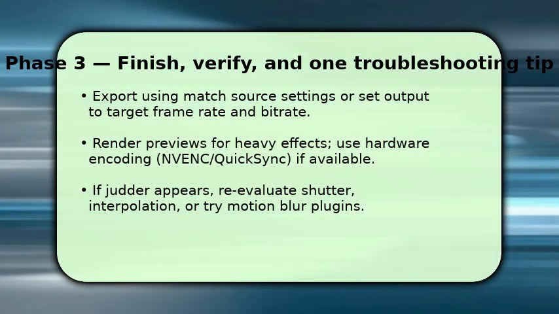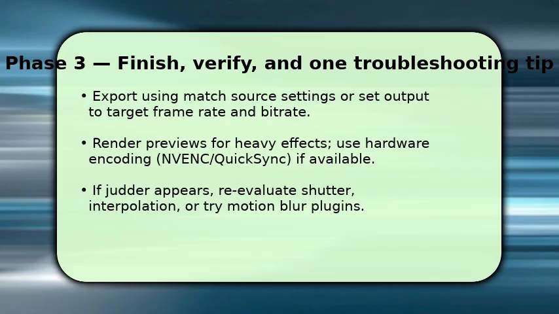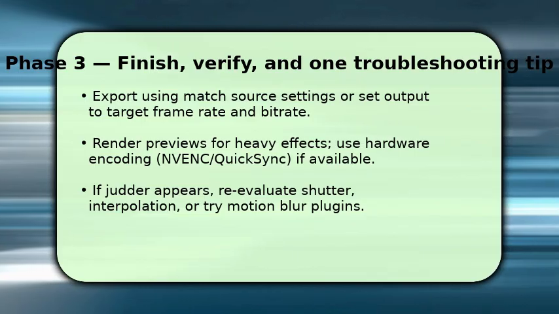Finish by rendering using an export preset that matches your final frame rate and compression needs. You can choose match source or explicitly set 24 or 30 FPS with a high bitrate for quality. Make sure hardware encoding is enabled to speed up exports, and render previews for sequences with optical flow or heavy stabilization.